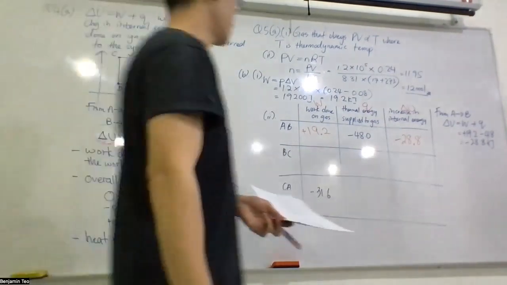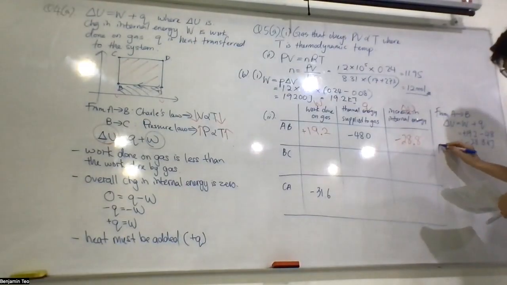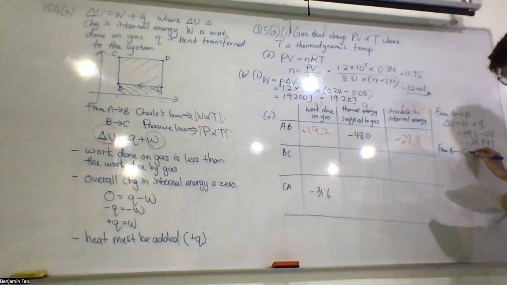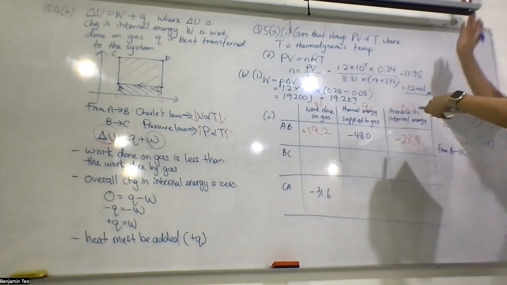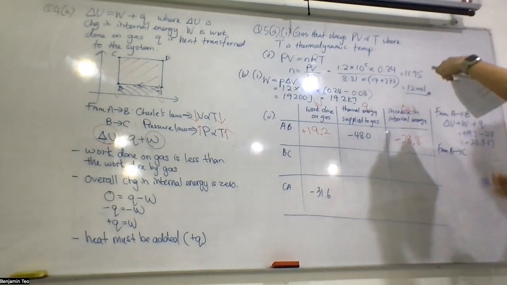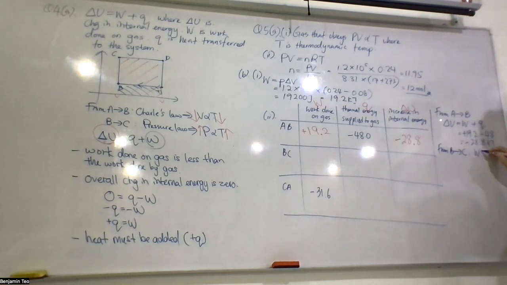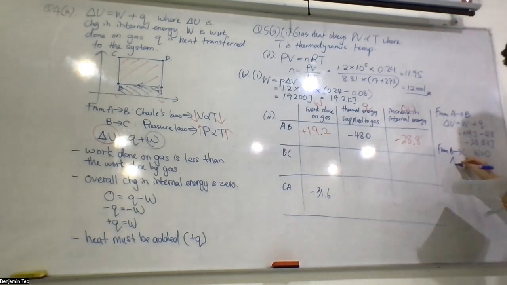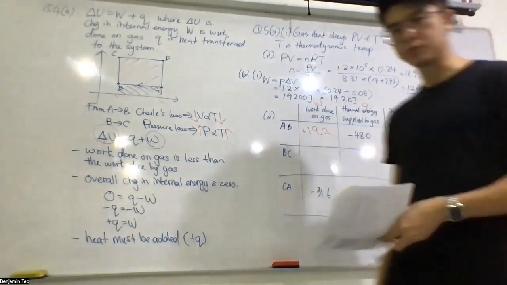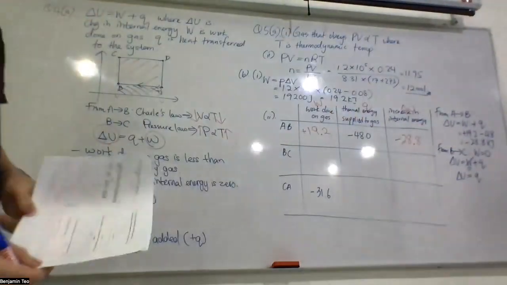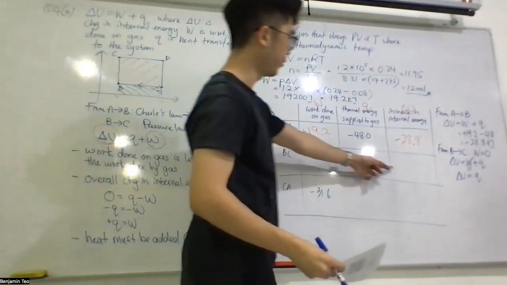Okay, then we try BC. Now, what can we get from B to C? From B to C is going up vertically. No change in volume, so W is 0. If I put it in the equation, W plus Q, this is 0. So the change in internal energy is equal to Q, but we don't know the value. We only know they're equal, and it's not given any value here.